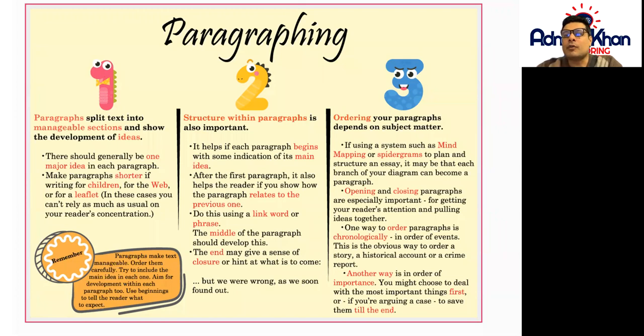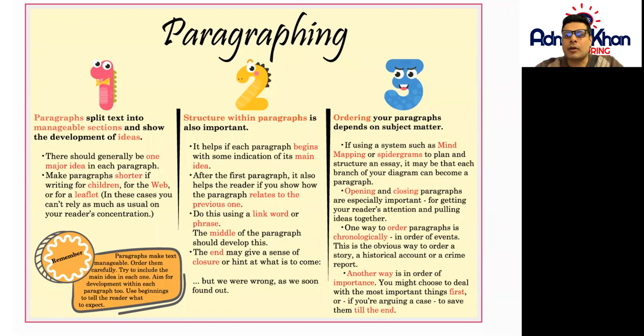And finally, part 3, which is ordering your paragraphs, depends on subject matter. So if using a system such as mind mapping or spider diagrams or flow diagrams to plan and structure an essay, it may be that each branch of your diagram can become a paragraph. For example, if you have a spider diagram with 6 legs and points, each particular point on the spider diagram could become a paragraph.